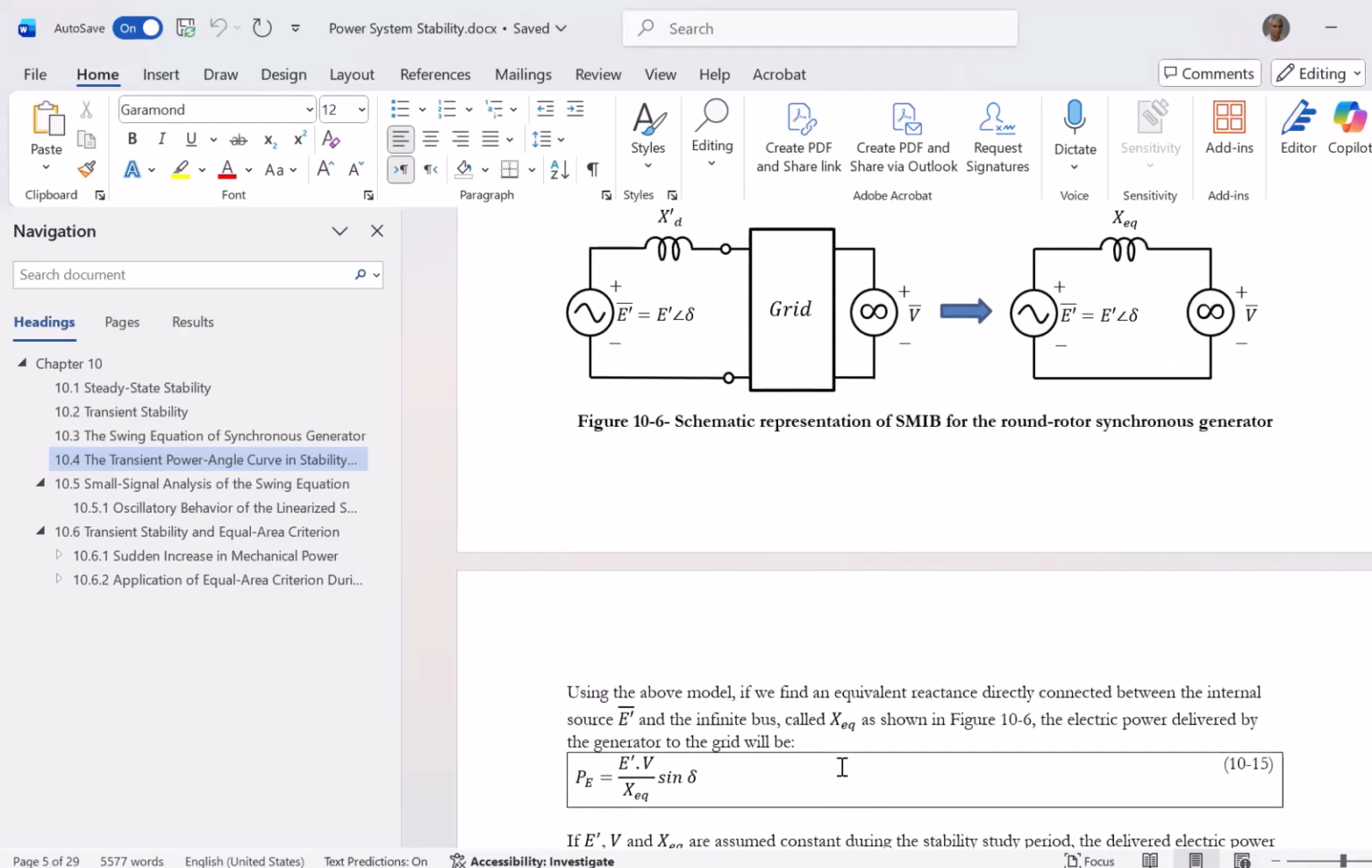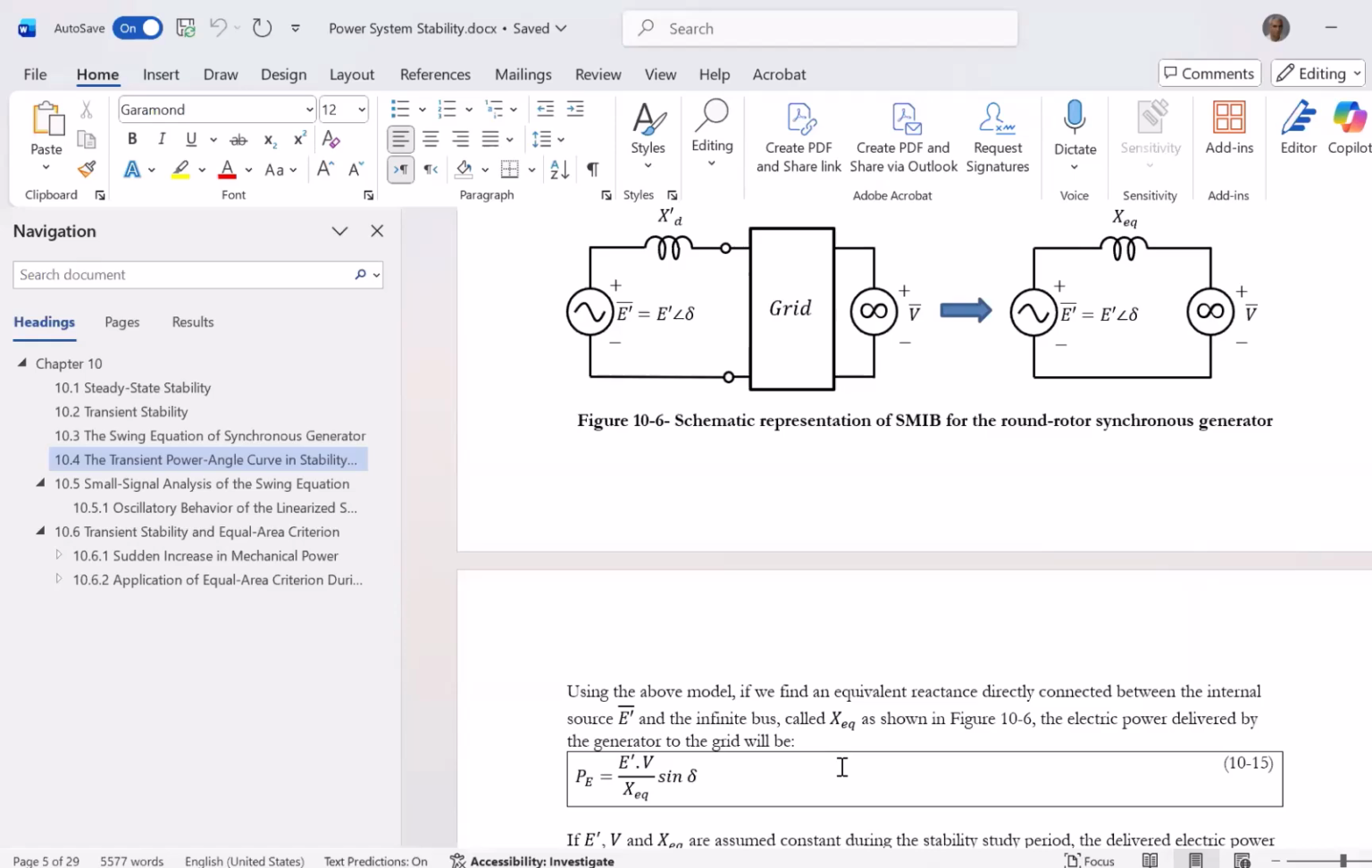Now, what we assume to be constant here is V, that's the infinite bus. E prime, for the purpose of transient stability studies, we also assume remains fairly constant during the short period of time that we study this phenomenon. We assume that E prime will remain almost constant. X equivalent, that's the reactance between the system and the infinite bus. Okay, that could change.